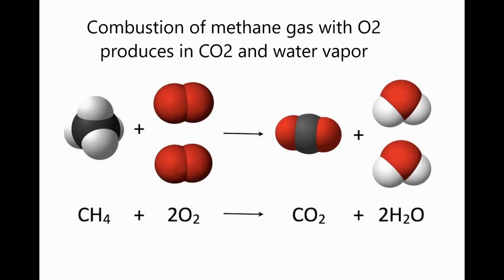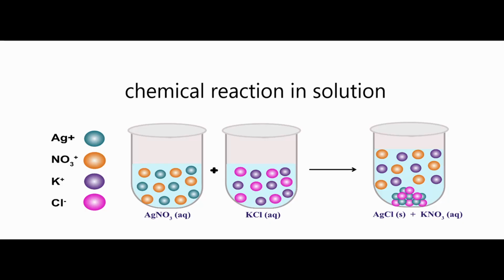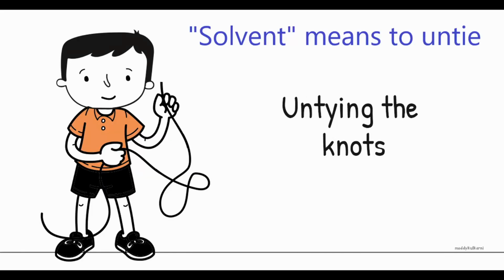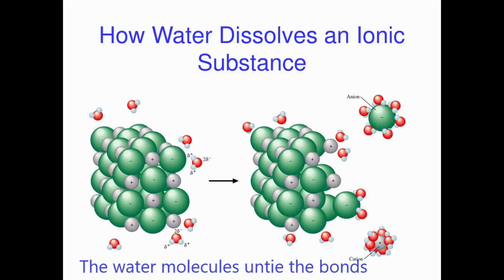Combustion chemistry is mostly gases reacting with other gases. Another, possibly more important type of chemical reaction occurs in dissolved solutions. Solvent means to solve or untie, as in untie or solve a knot. In the case of chemical solvents, it is molecular bonds that are untied.